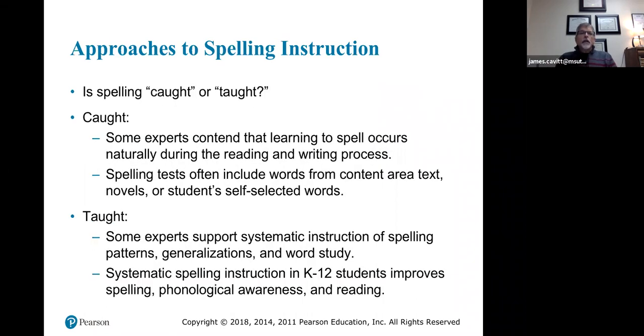Approaches to spelling. People think it's caught, not taught, but I believe that it is taught more.